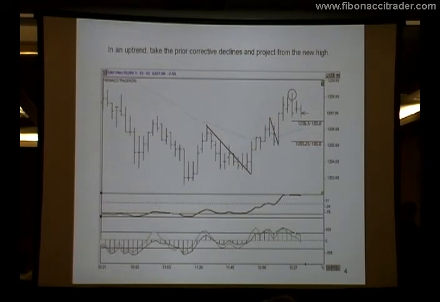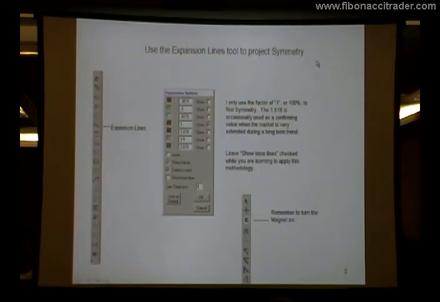That is with the, it's called the expansion. It's called expansion lines. Yeah, here. Expansion lines tool. That's where you can find it on the drawing tools chart. And turn on the magnet also on the other toolbar, because that way the program will automatically snap directly to the high of the highest bar and the low of the lowest bar. You just drag from above the high to below the low that you want to reference there.